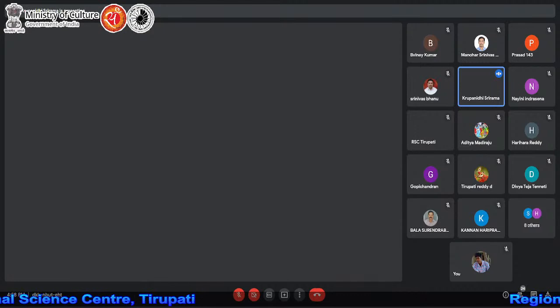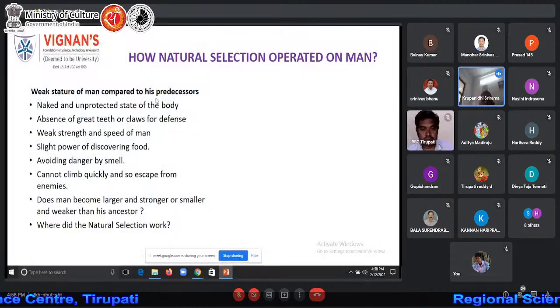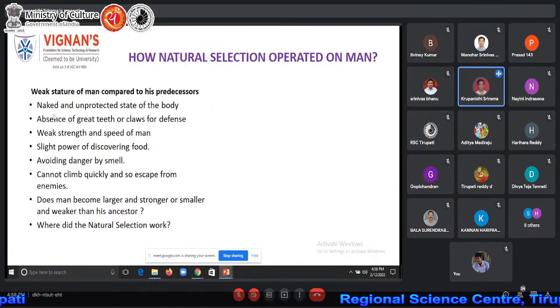Now, see the weak features of man compared to his predecessors. We all presume that we are derived from apes, gorilla, orangutan and others. Let us see. We are all naked. We do not have fur. We do not have scales on the skin, and we are in a totally unprotected state of the body.